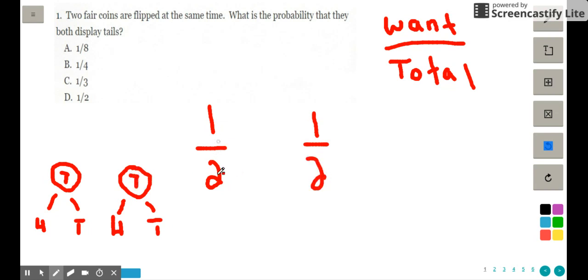So in this situation, I take 1/2 and 1/2, two different coins, two different options, and multiply them. 1 times 1 is 1. 2 times 2 is 4. Okay, so my answer is 1/4.